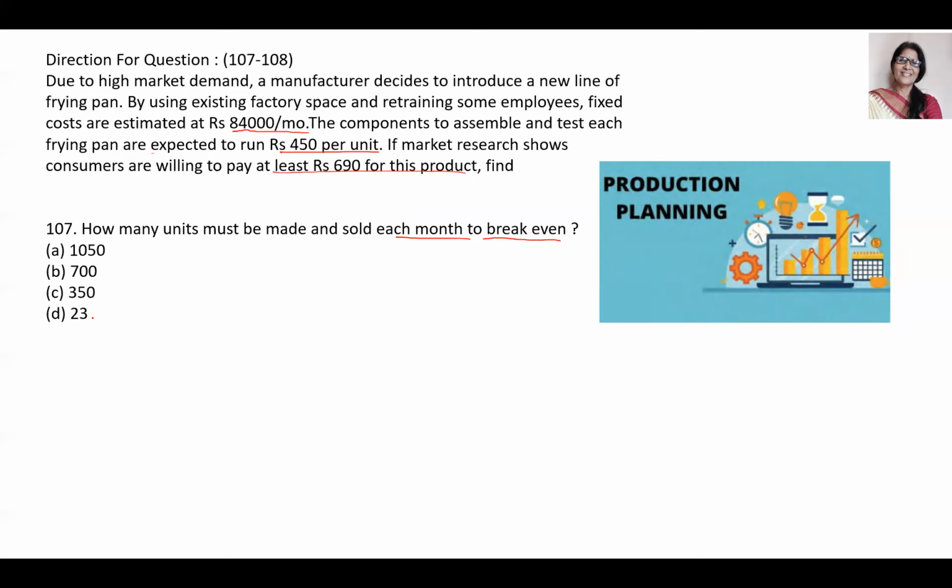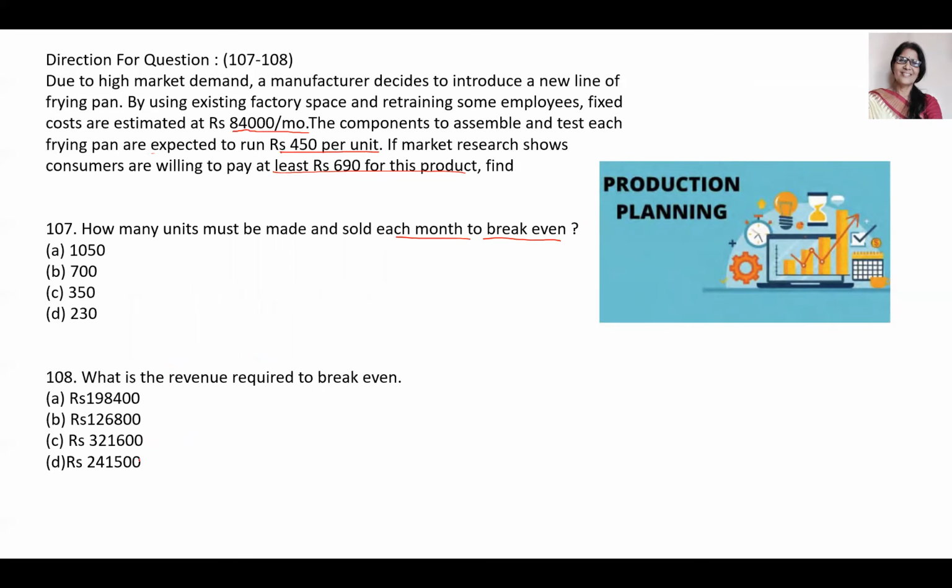Options: 1,050, 700, 350, 30. Second question is, what is the revenue required to break even? Rupees 1,98,400, 1,26,800, 3,21,600, 2,41,500. If you are able to do it, you can pause the video and solve it yourself.